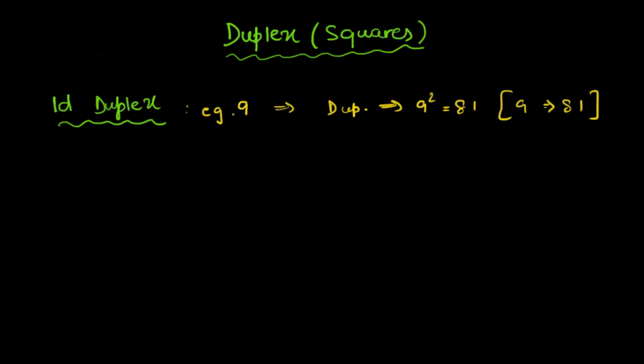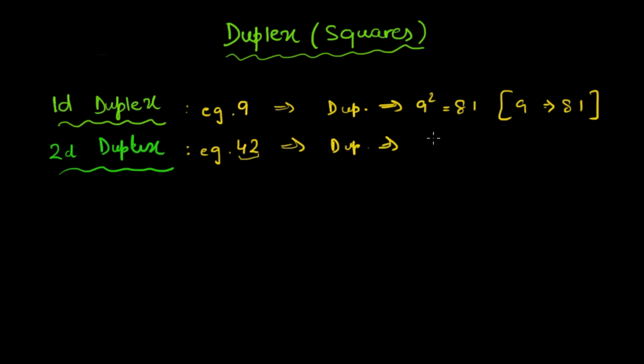And then I'm going to be talking about 2-digit duplexes. For a 2-digit number, let's say for example we have 42. To find the duplex of a 2-digit number, we multiply the product of these two numbers with 2. So it should be 2 multiplied by 4 into 2. That's 2 into 8, and that's 16. So we can say that the duplex of 42 is 16.